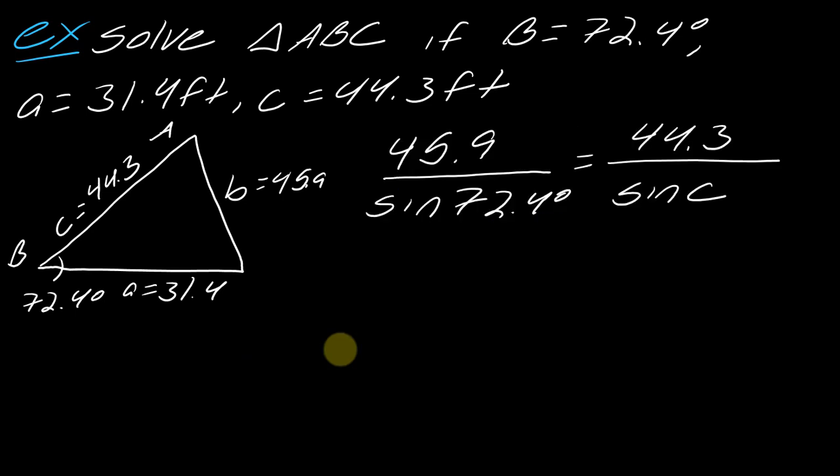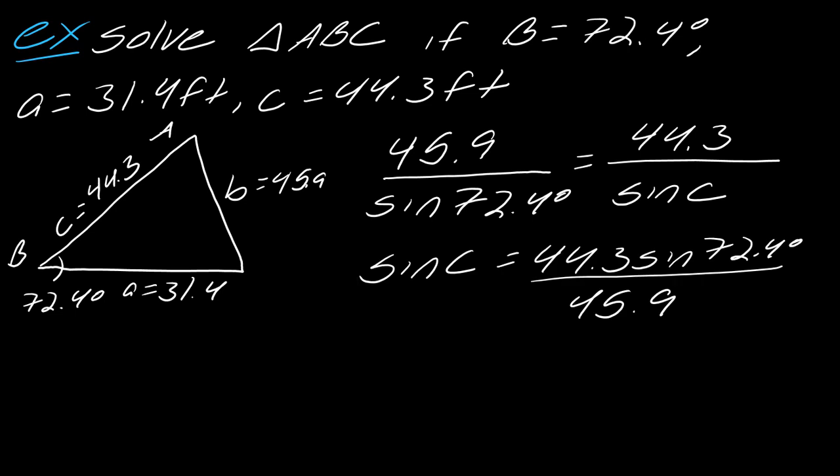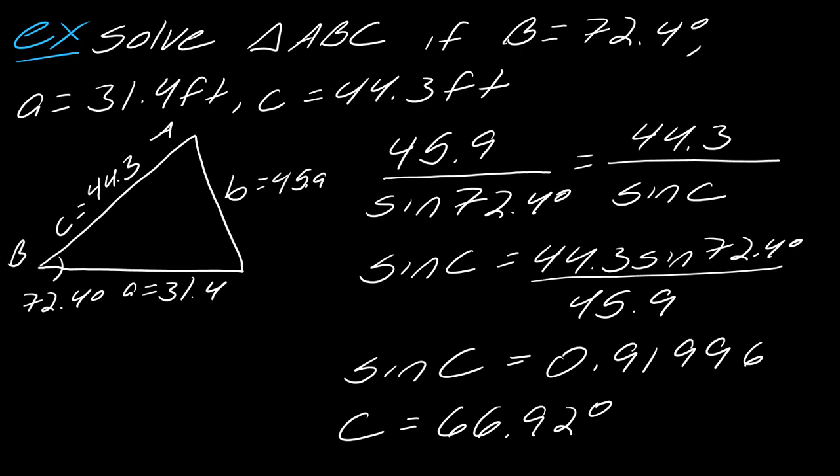So I'm going to use side B over sine of angle B, as you see here, equals, and it doesn't really matter which angle I choose. Oops, I dropped my C. This is angle C. So this over sine of angle C. And so now I can figure this out. So sine C is going to be equal to this, and then I can plug that in my calculator. So I get sine C equals 0.91996. Then I take inverse sine of this result, and so I ultimately get that C is equal to 66.92 degrees.